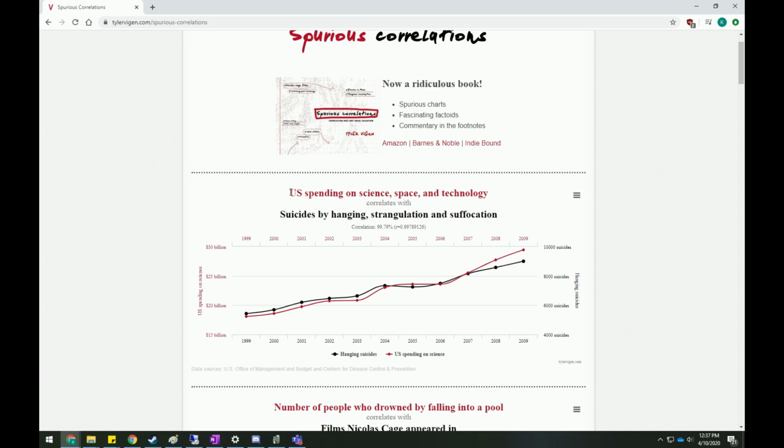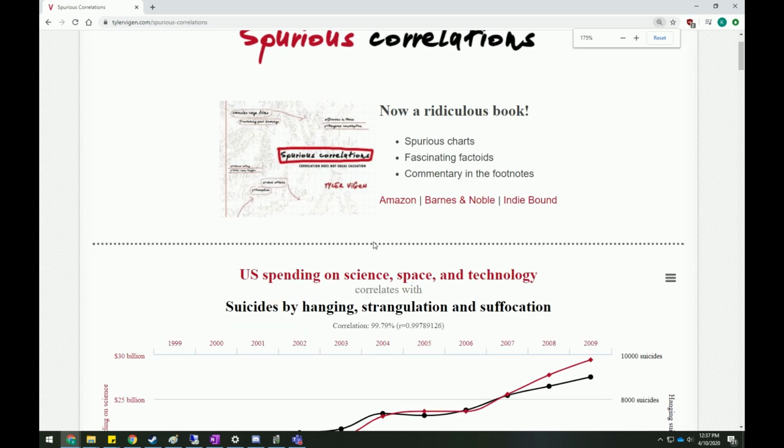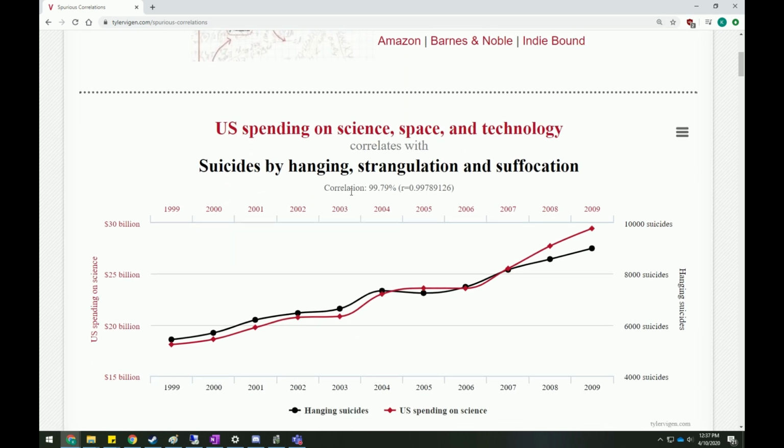Here there's a connection between the years 1999 and 2009, US spending on science, space, and technology, and that correlates with suicides in the country by hanging, strangulation, and suffocation. In fact, if you zoom in here to take a look at the correlation coefficient, the value of R is 0.9979 if you round to four places. That's an unbelievably strong linear relationship.